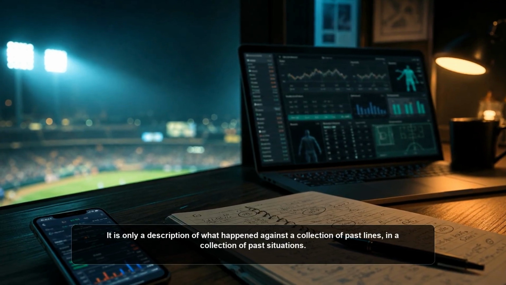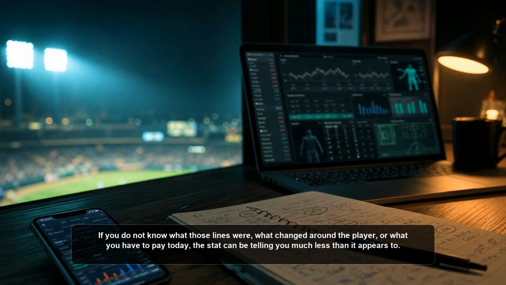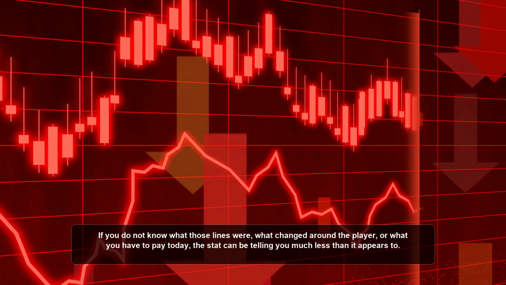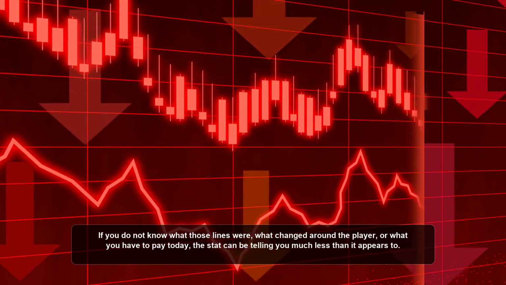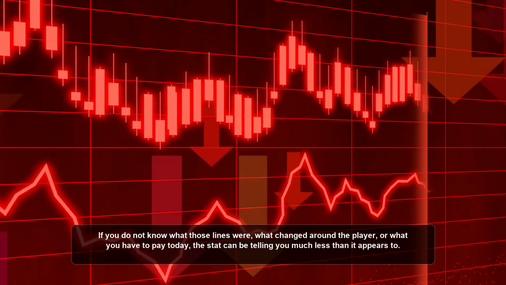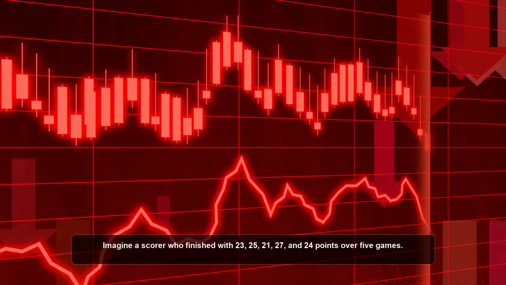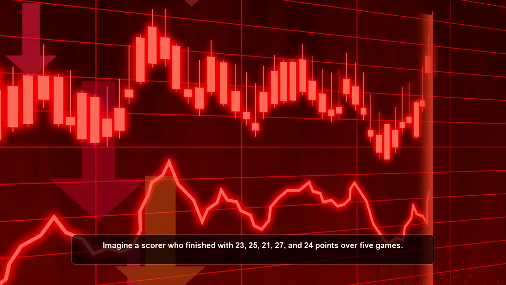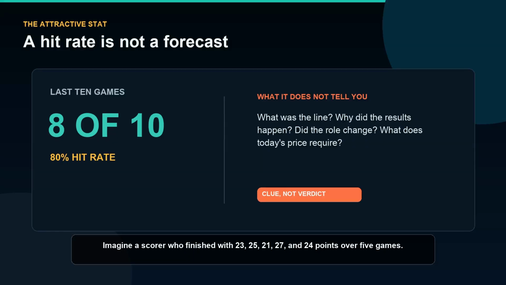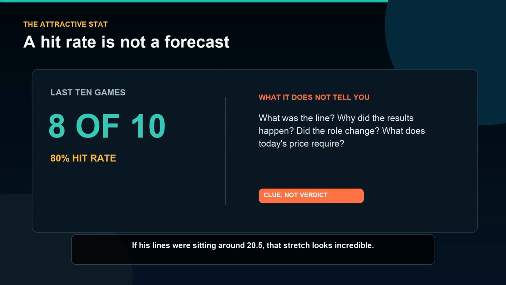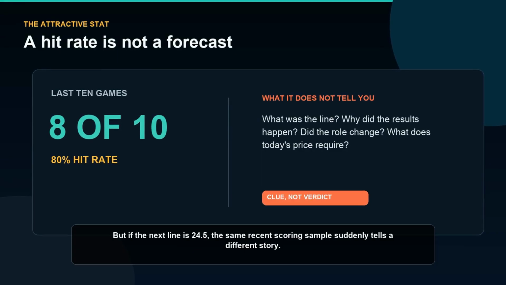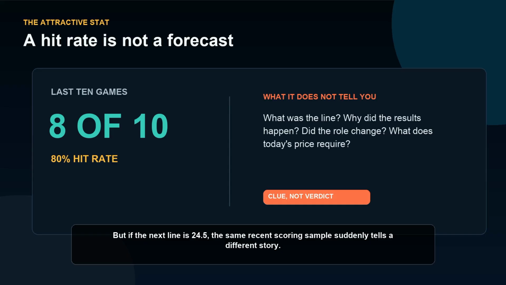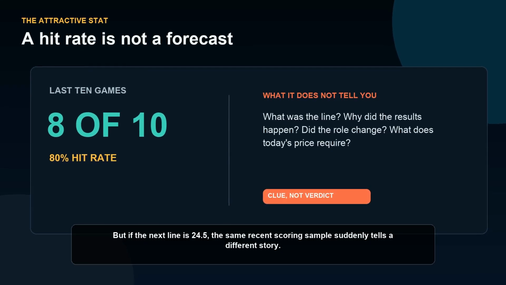If you do not know what those lines were, what changed around the player, or what you have to pay today, the stat can be telling you much less than it appears to. Imagine a scorer who finished with 23, 25, 21, 27, and 24 points over 5 games. If his lines were sitting around 20.5, that stretch looks incredible. Almost every result clears comfortably. But if the next line is 24.5, the same recent scoring sample suddenly tells a different story.